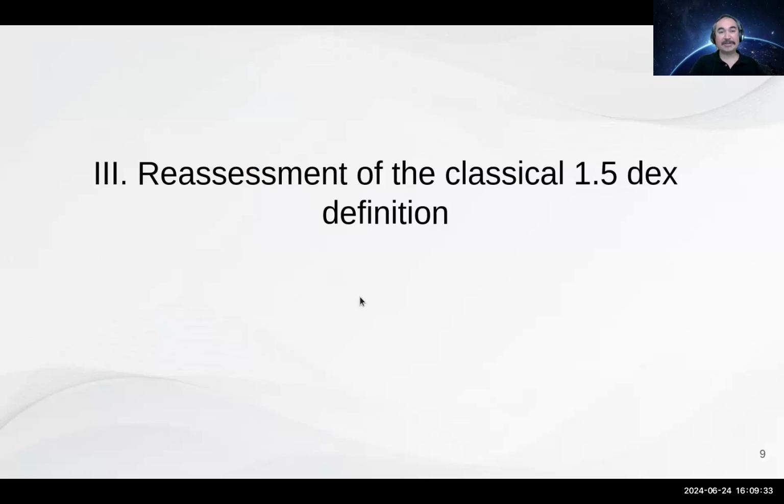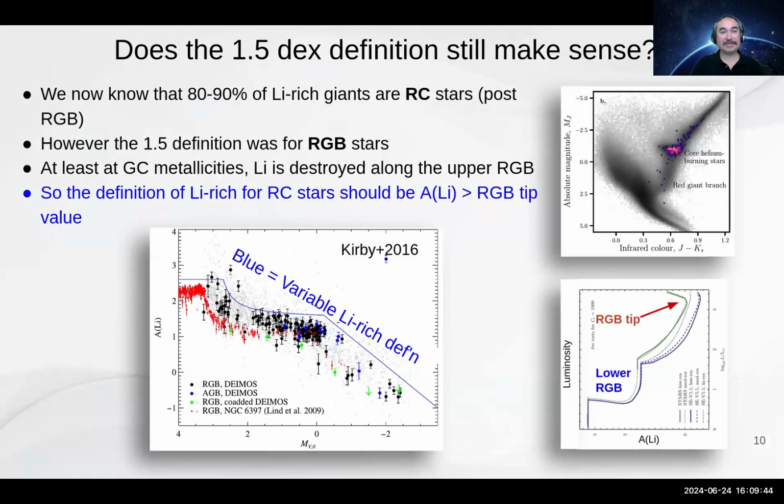Okay, so now we have this new information. We should sort of revisit this classical 1.5 dex definition of what a lithium giant is, because as I just explained, most lithium-rich giants are not RGB stars, and the classical definition was based on RGB stars. So we need a definition that varies with evolution. And so Kirby et al. pointed this out in 2016. So this is again clusters, and this blue line is his variable lithium-rich definition with evolution.